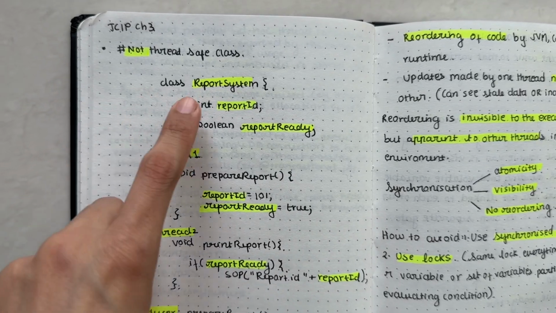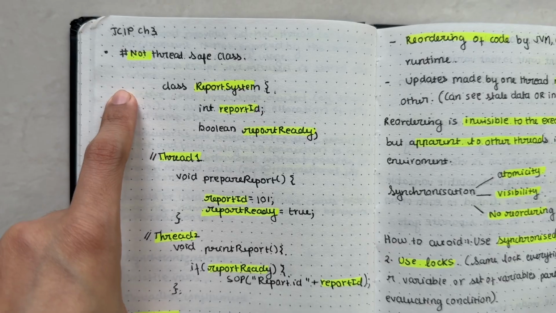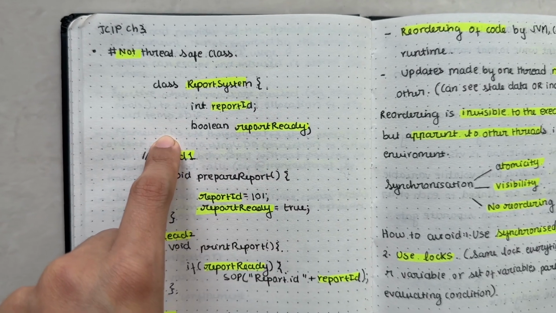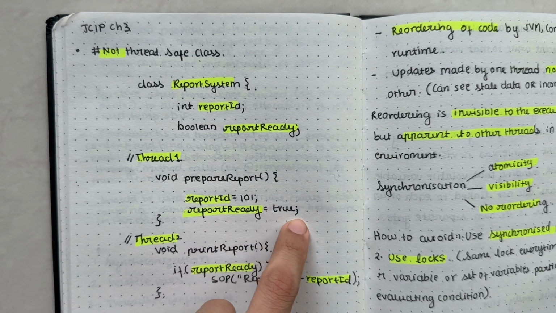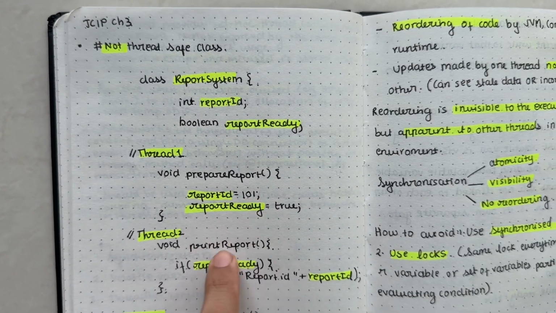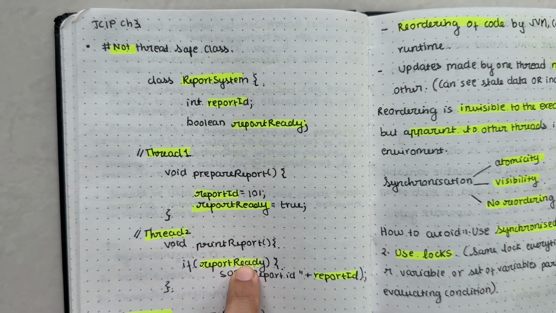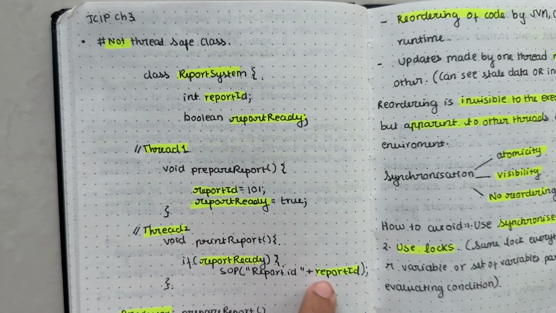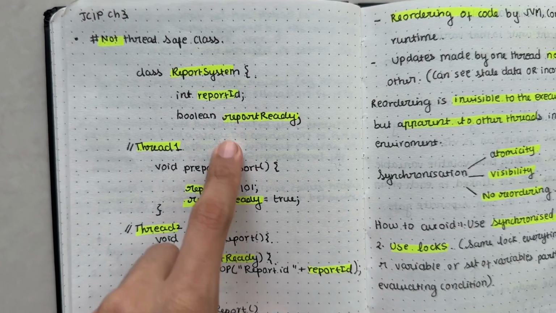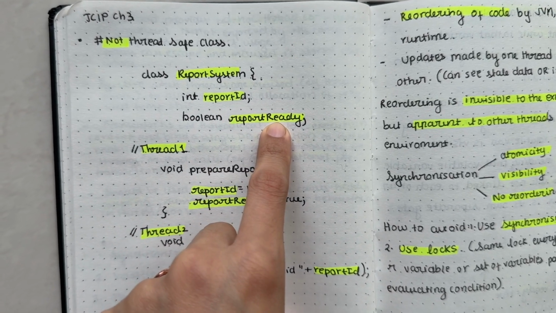One more point. The class report system can be made thread safe by converting the report ready variable to volatile. After report ready is written to true, it is guaranteed that report ID is 101. And after report ready is read from thread 2, it is guaranteed that report ID will print 101 over here too. So report ready can act as a flag which is volatile.